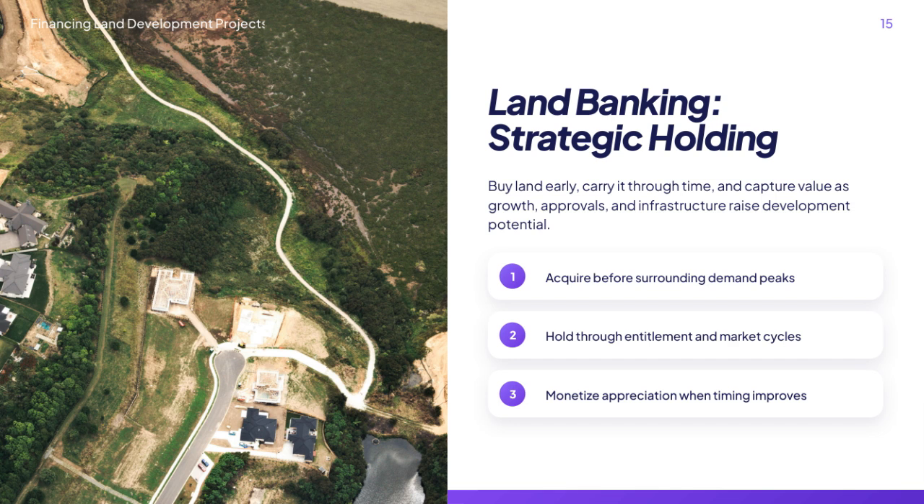Finally, the goal is to monetize the appreciation of the land when market timing is favorable. Essentially, we sell or develop the property at a point when it can bring the highest return on investment. This whole strategy requires thoughtful financing of land development projects to ensure we can sustain holding costs and capitalize on future opportunities. Understanding these steps is crucial for successfully leveraging land banking as a strategic tool.